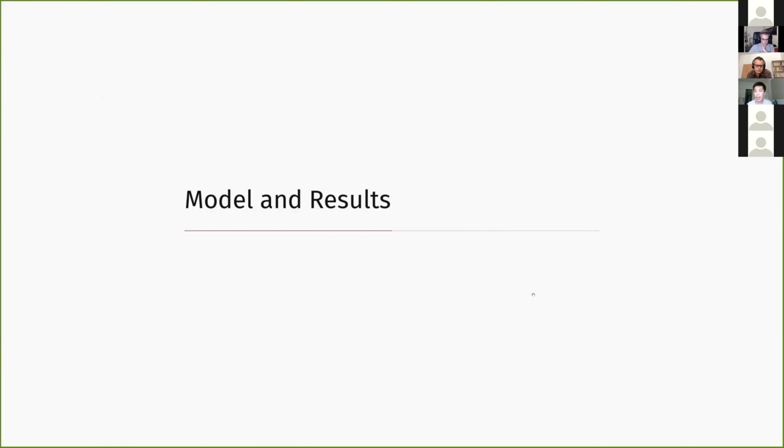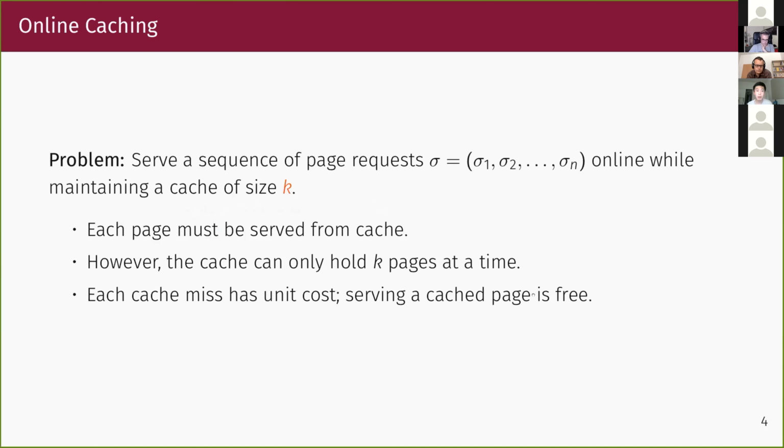In the remainder, I'll quickly describe the model as well as my deterministic upper and lower bounds a little more formally. In the online caching model, this is the classical setting where we want to serve a sequence of page requests, sigma 1, sigma 2 through sigma n, while maintaining a cache of size k. Each page has to be served from the cache, and the cache can hold at most k pages at any given time. If we have a cache miss, then we have to pay unit cost to bring our page into the cache, and otherwise serving a cached page is free. Also, if we have a cache miss and the cache is full, then we have to choose a page to evict, which is where the decision making comes from.